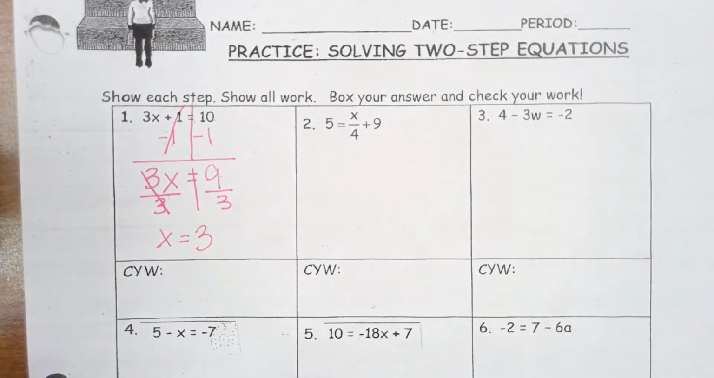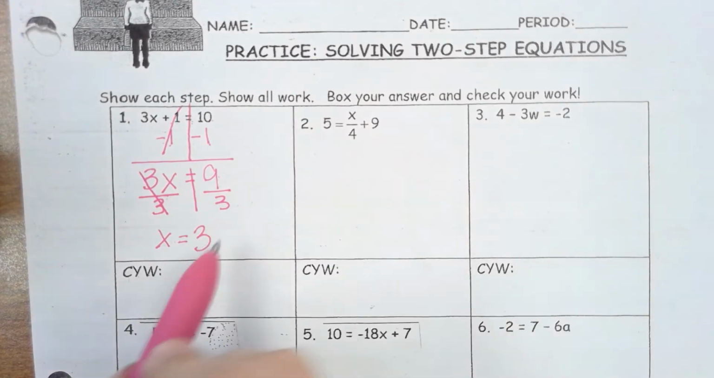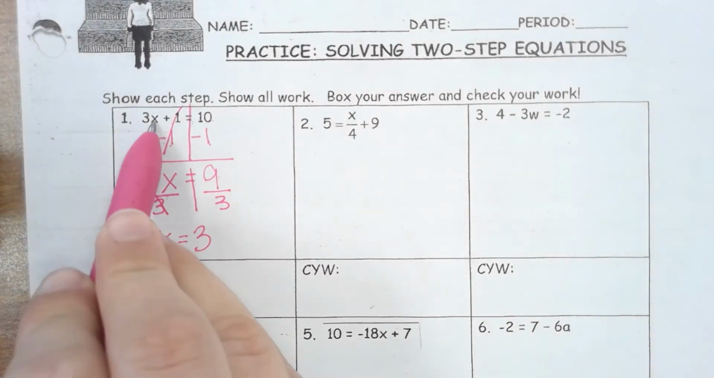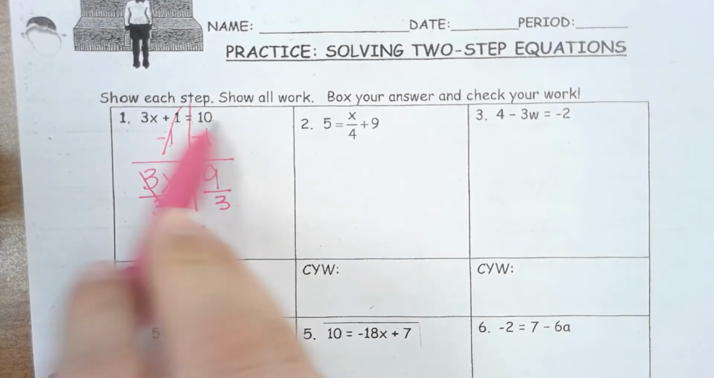Okay? And then don't forget to check your work. So actually check to see if you got the correct answer. So down here where it says CYW, that's check your work. Remember, you're plugging your answer back into the variable, since that's what you just solved for, and rewrite the problem and see if it works out.